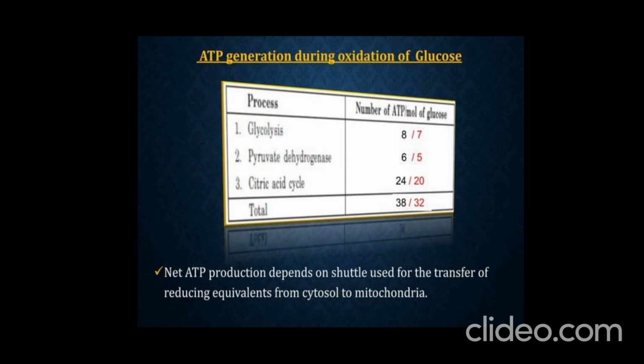ATP generation during oxidation of glucose. Net ATP production depends on shuttles used for the transfer of reducing equivalents from cytosol to mitochondria. Glycolysis, the number of ATPs formed are 8. Pyruvate dehydrogenase, it is 6, and citric acid cycle it is 24. So the total ATP generation is 38.